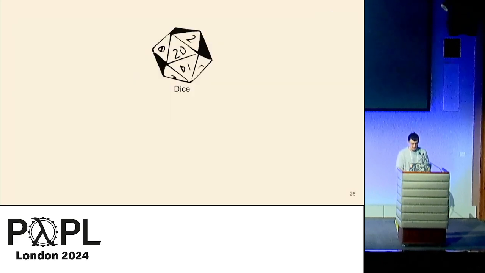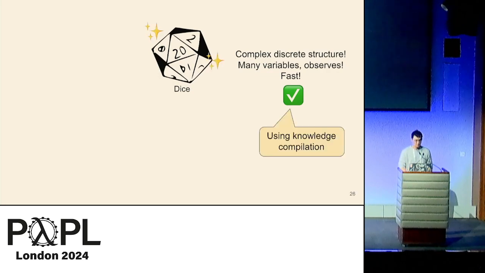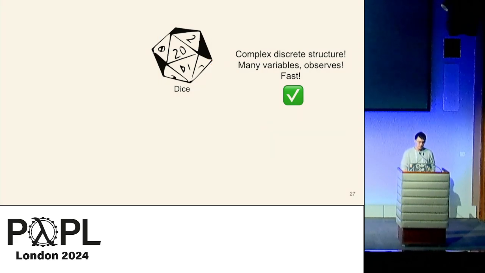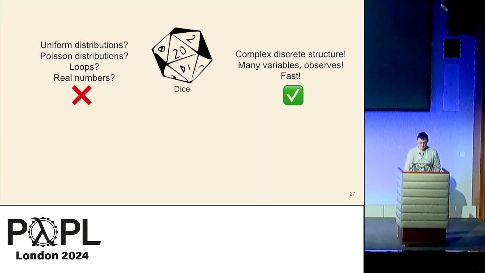Dice, as I mentioned, is really good at this. If you have complex discrete structure, that's great. It can handle many variables, it can handle observed statements, it's fast. So if this is your requirement, then we're all good. It uses knowledge compilation under the hood, and that's just a detail. But what if you want something a little bit more practical, like uniform distributions, or Poisson distributions, or loops, or even real numbers? That would be nice. But Dice can't handle that.